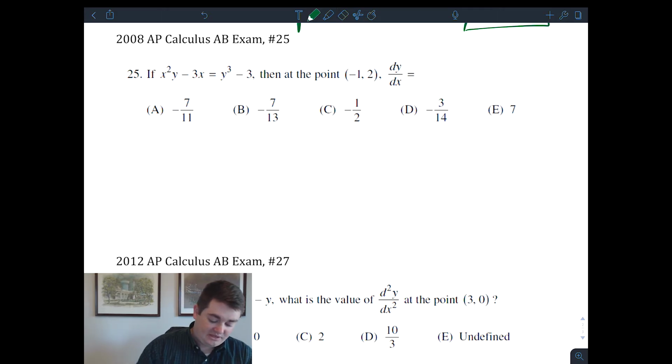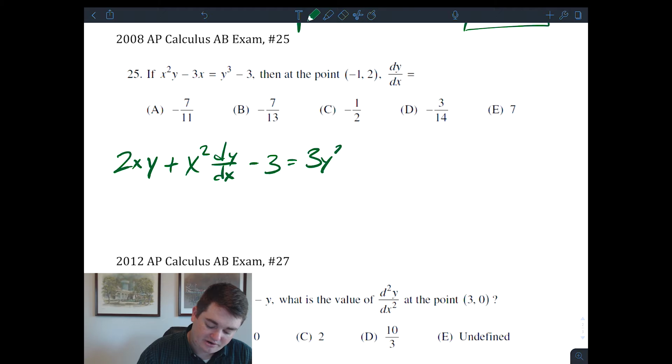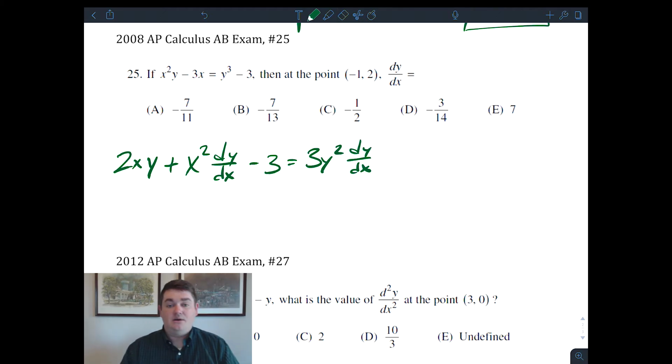So here we go. The derivative of x squared is 2x times y plus x squared times dy/dx minus 3 equals 3y squared dy/dx minus 0. So I've taken the derivative implicitly. Now I have two options. I can get dy/dx by itself, then plug in negative 1 comma 2, or I can just plug in negative 1 comma 2 right now and then get dy/dx by itself. Both will work, but I tend to prefer plugging in the point now because I think you do less work in the long run.